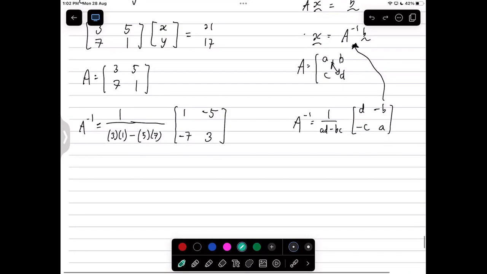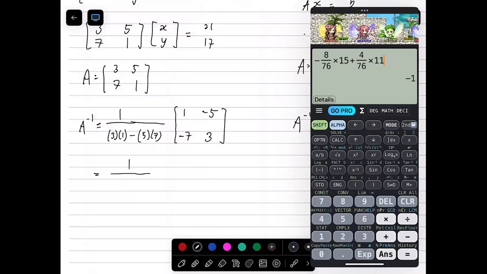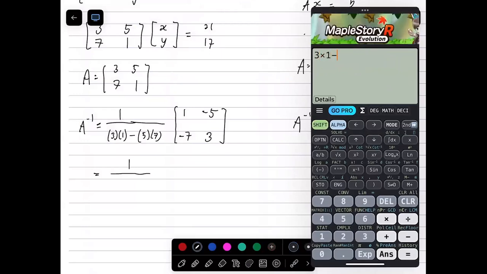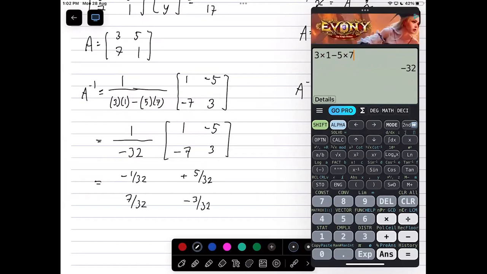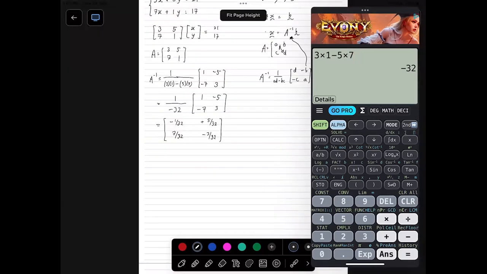Good. Then we simplify. Let me just get the calculator. So 3 times 1 minus 5 times 7 is -32. Multiply by the whole expression there. Distribute in, then I get -1 over 32, positive 5 over 32, positive 7 over 32, -3 over 32, in square brackets. Good, that's A inverse.